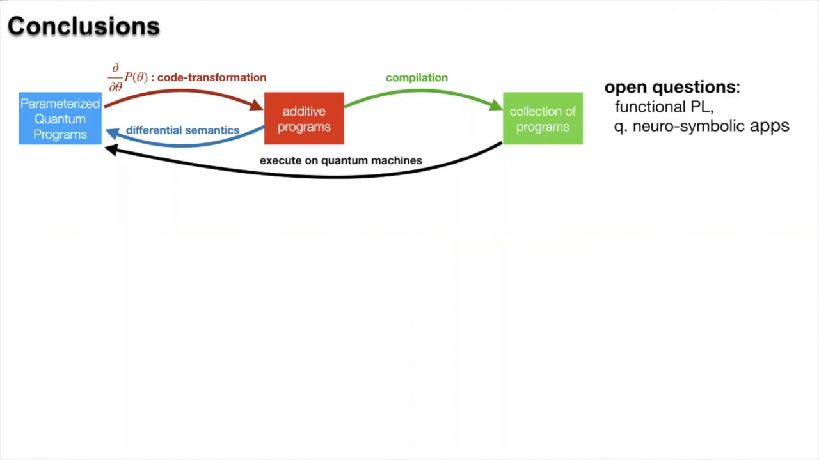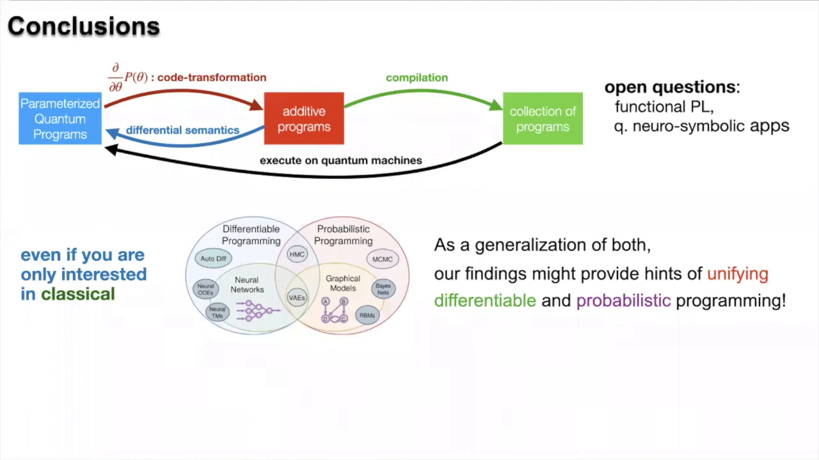Let's conclude. We provide a formulation of a differentiable programming language with many interesting open questions, like for functional ones or more neuro-symbolic apps. Even if you're only interested in classical programming languages, our findings might provide hints of unifying differentiable or probabilistic programming, as we are a generalization of both.